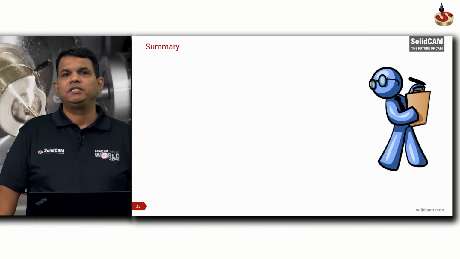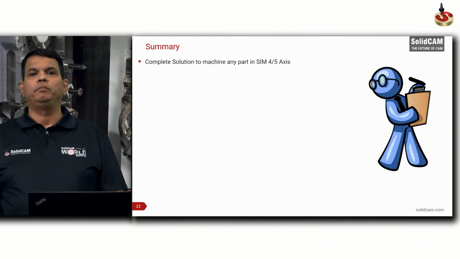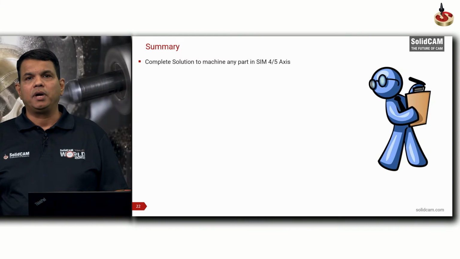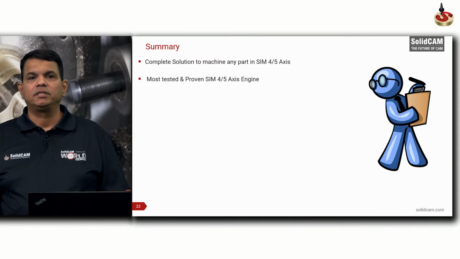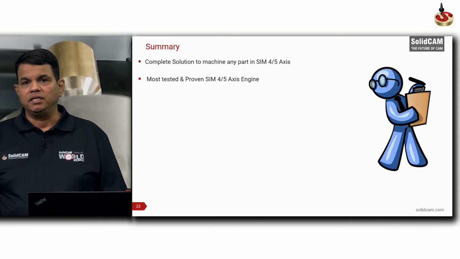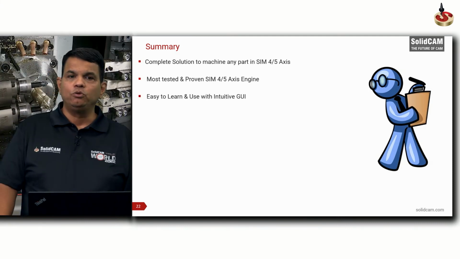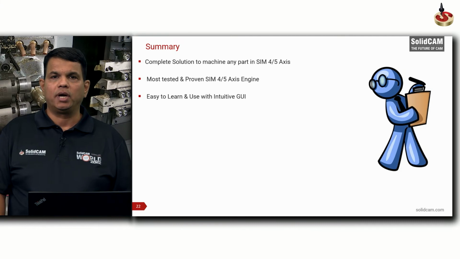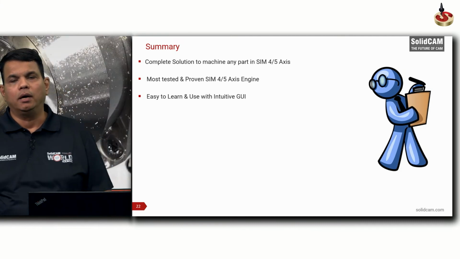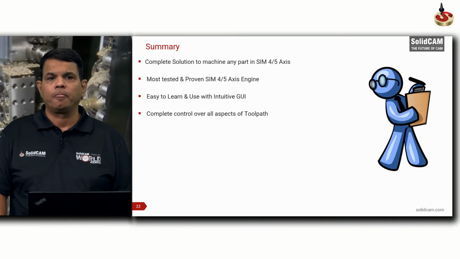So if I summarize our entire bouquet of offerings in simultaneous 5-axis, we have a complete solution to machine any part in 4 and 5-axis. It's really tested. It's been around for the last 15 to 20 years. It's a highly proven 4 and 5-axis engine. It's easy to learn with a very intuitive GUI. It drives the user to pick the geometries, put in the parameters, and calculate the toolpath, including gouge check, collision check, and other things.